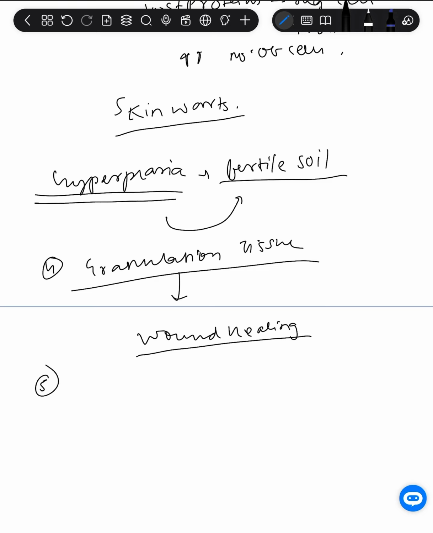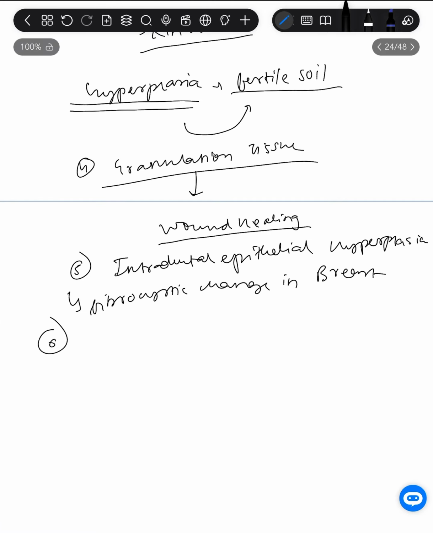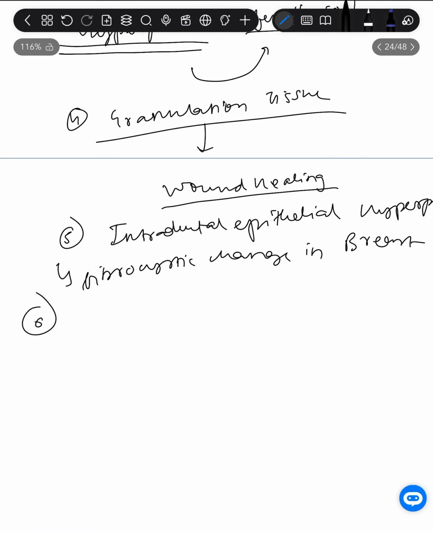Then what we have is something called intraductal epithelial hyperplasia. Okay, intraductal epithelial hyperplasia. This is what we call fibrocystic change in the breast. Remember this, okay. The sixth example is based on the fertile soil idea I just explained.